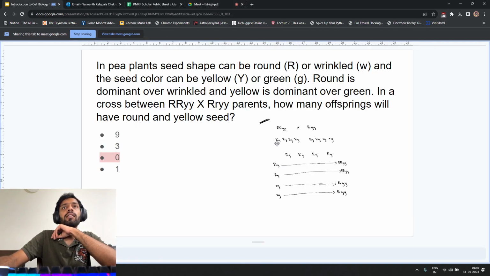From the first parent, you get all the same type of alleles, RY. These would be the alleles produced by the second parent: half of them would be ry, and half would be ry with the other combination. If you do a crossing, you will see all the offspring have the dominant allele of color, or round.